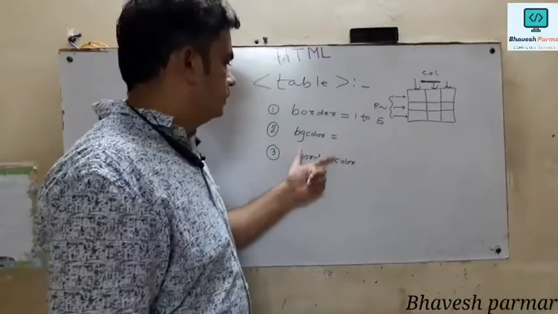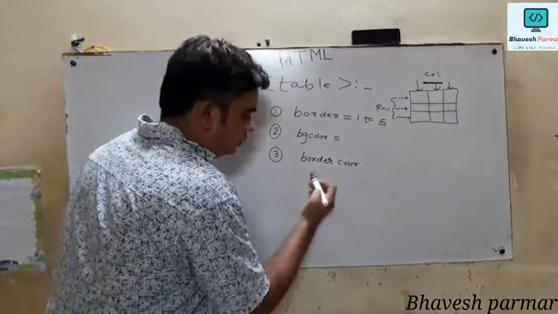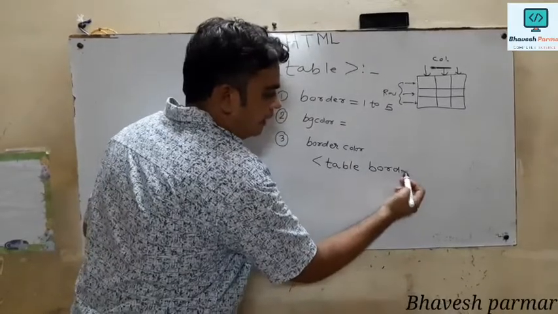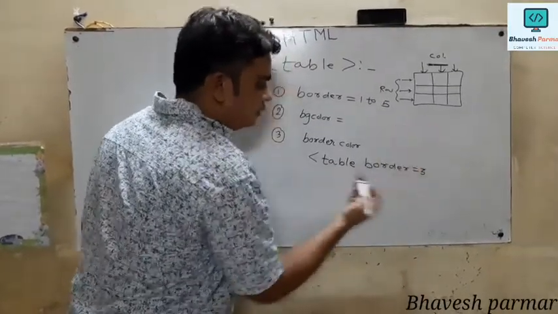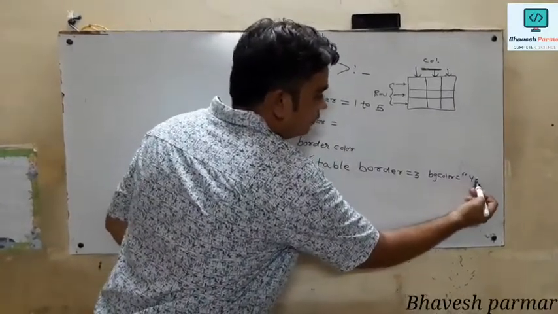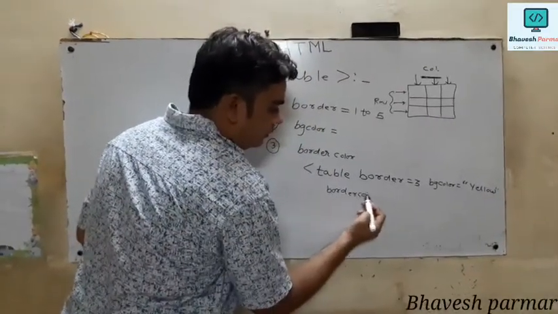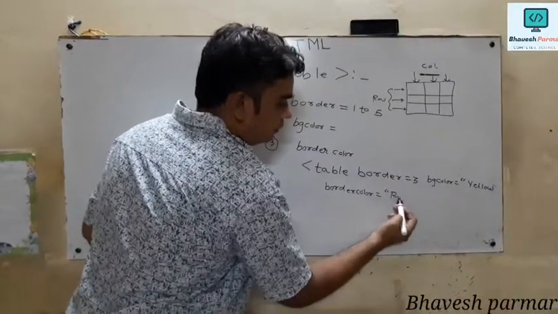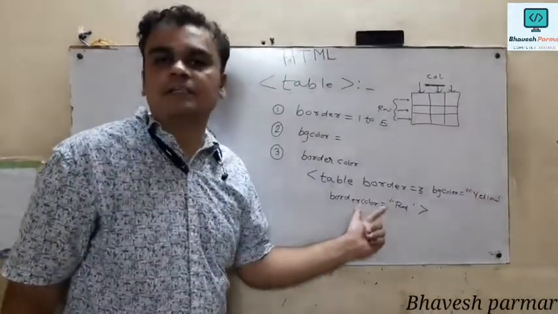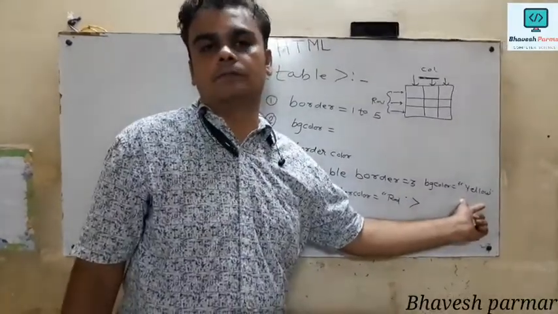So suppose I am using bgcolor and bordercolor in the same table, how can I write? For that purpose you first write table, then the border attribute. Suppose I am using border equal to 3, and here I write bgcolor equal to yellow, bordercolor equal to red. So I can write by using this method. We can specify the name of the color or its equivalent hexadecimal code.